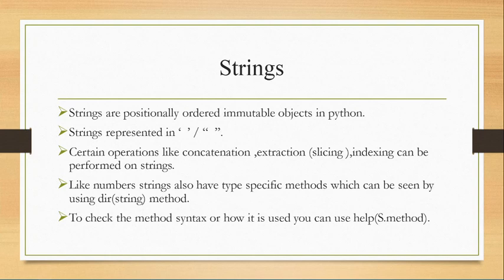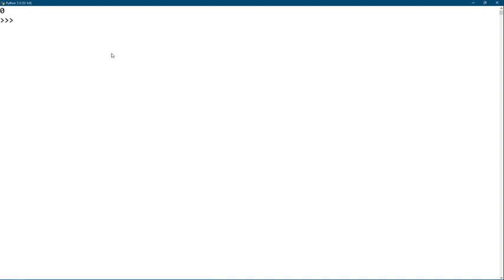Like numbers, strings also have type-specific methods which can be seen by using the dir method. To check the method syntax or how it is used, you can use the help method. Let us see with the help of an example. Suppose I have a variable s of data type string, and my string is string 1.